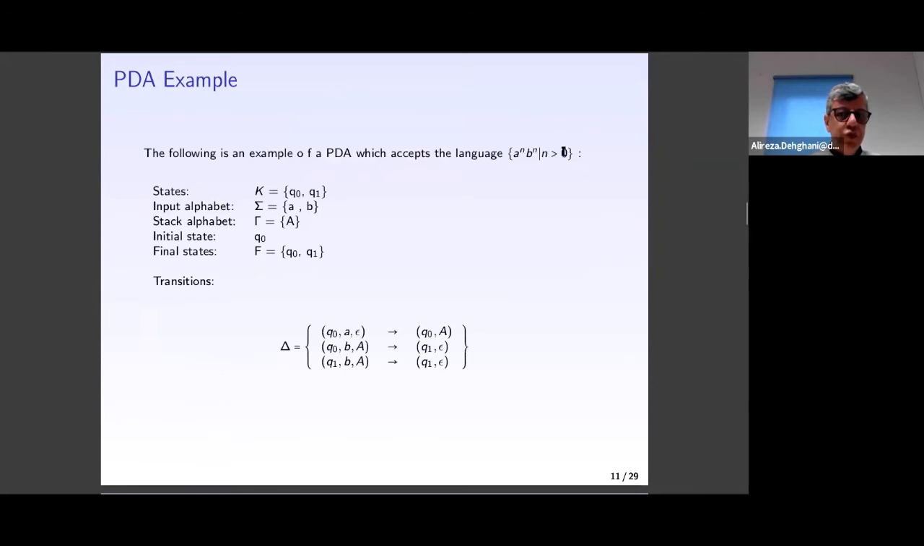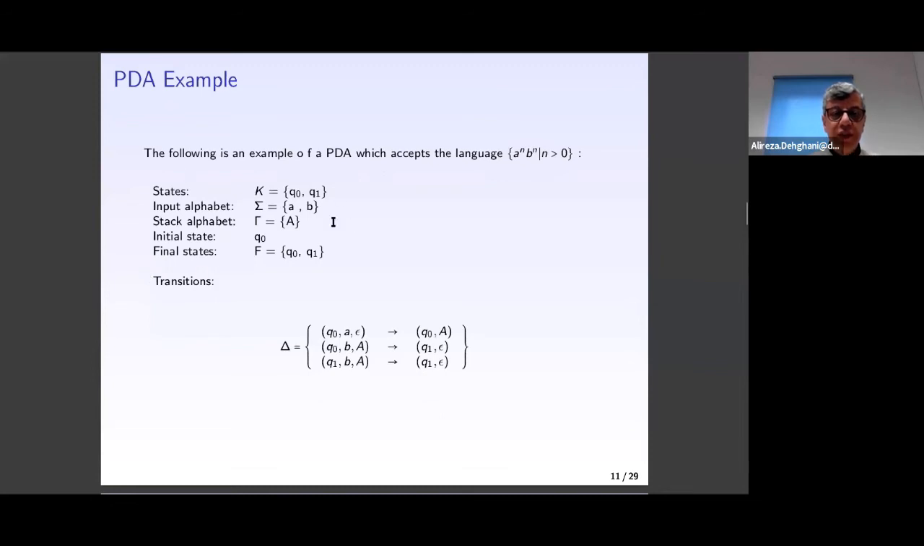That means n should be greater than 0, 1, 2, 3, and so on. So that means A1, B1, that means AB. What is the string for n=2? It is A2, B2. We don't have a square in the strings of the language. When it is A2, that means AA. When it is B2, that means BB. So we have A2, B2, that means A, A, B, B. Another string would be A, A, A, B, B, B. Okay? So that's a language, and this language is accepted by a PDA.